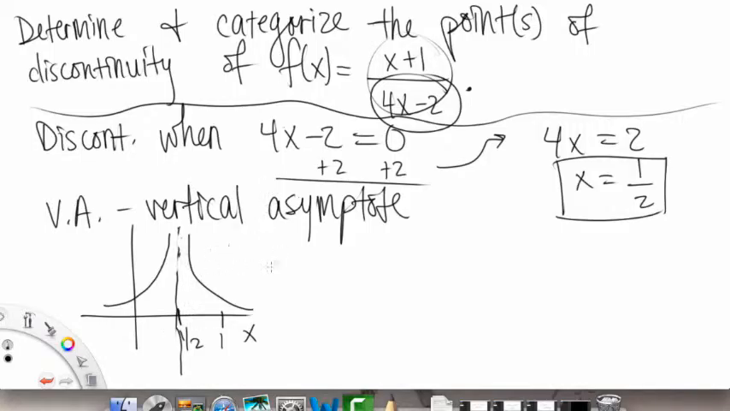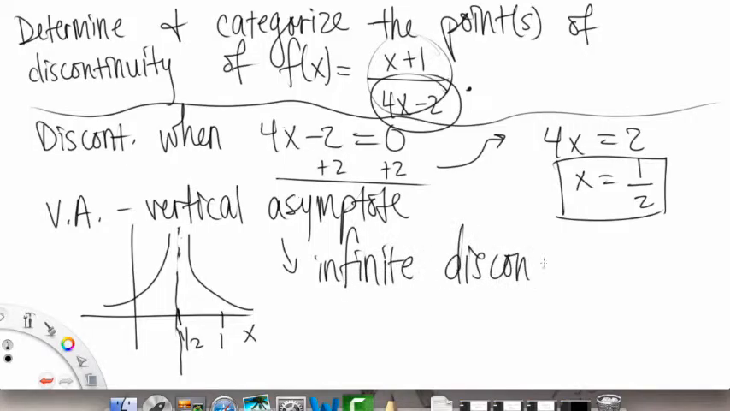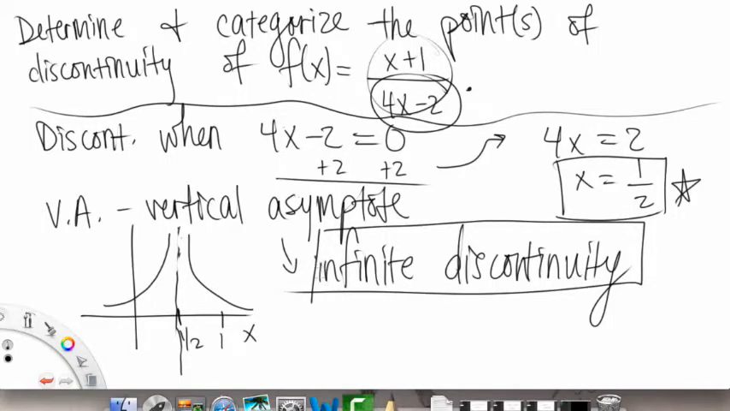Whenever you have some kind of asymptotes, especially vertical ones in particular, that means that we have an infinite discontinuity. Okay, so here is our point right there. That's the point of discontinuity, and this is the kind. It would be infinite.